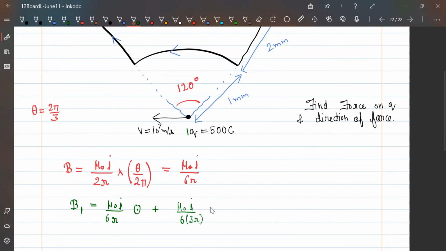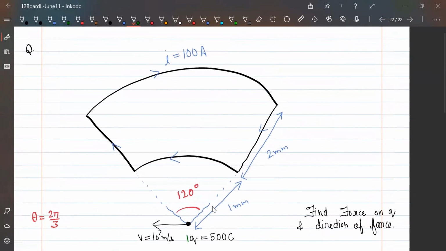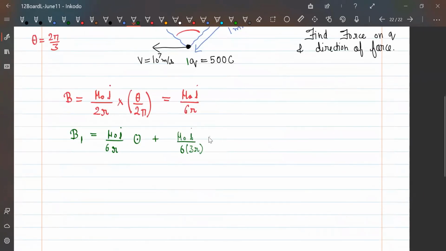And this will be out of the plane. Curl your fingers, it will come into the plane, not out of the plane, into the plane. So let me take out of the plane as positive, into the plane as negative. So mu naught I by 6r, 1 minus 1 by 3. This will be in the outward direction.